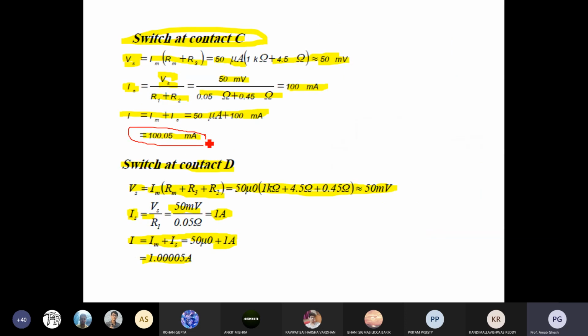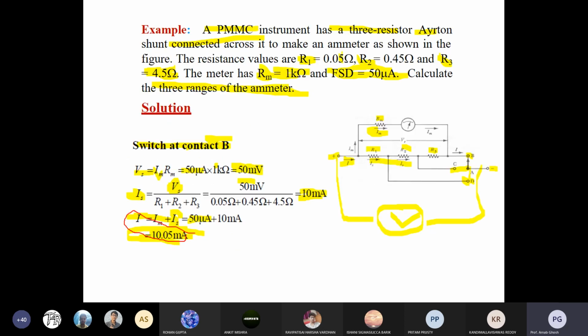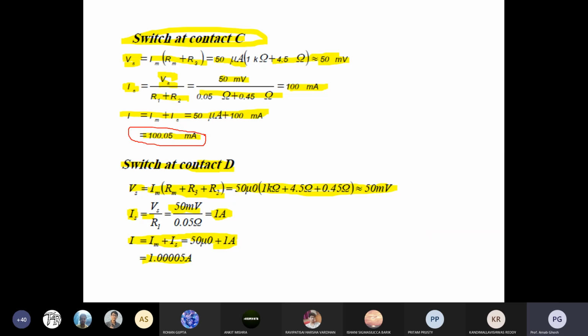In condition 3, the shunt field path resistance is very less, only R1. In the second case, shunt field resistance is R1 plus R2. In the first case the shunt field resistance was more, R1 plus R2 plus R3. Now it has changed by 10 times, so you can see another 10 times multiplication. So it is coming 1 ampere. Initially it was 10 milliampere, in the second case 100 milliampere, and now 1 ampere. So it varies linearly. That's the beauty of these PMMC instruments. You can see the divisions are linearly divided.